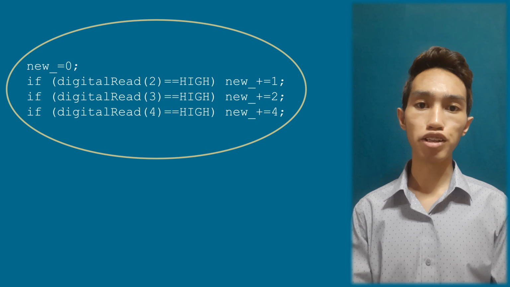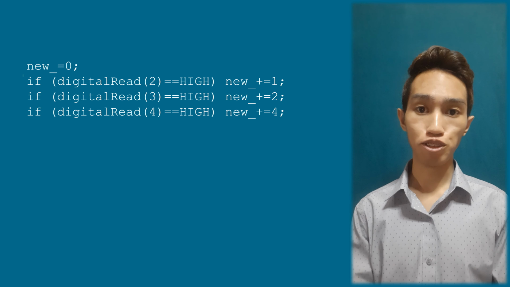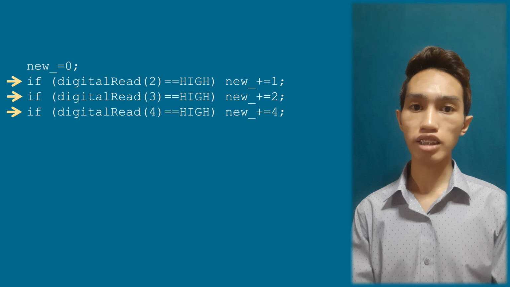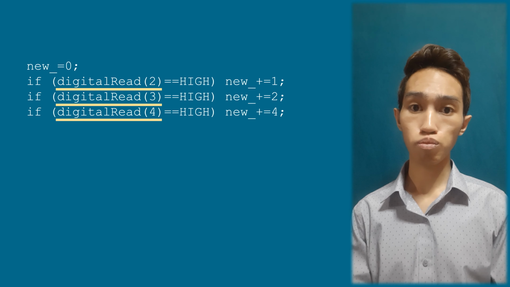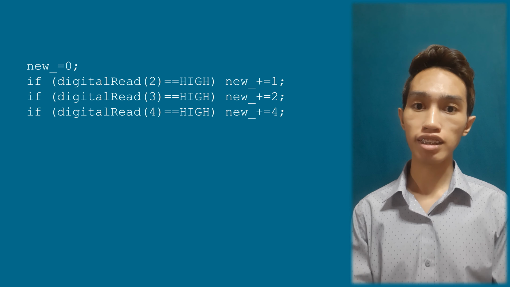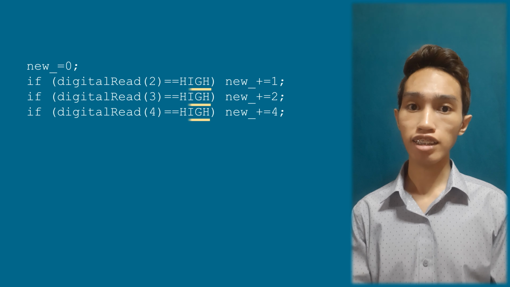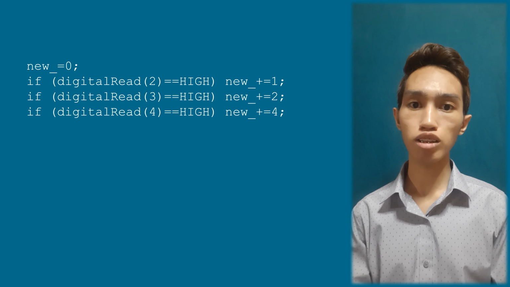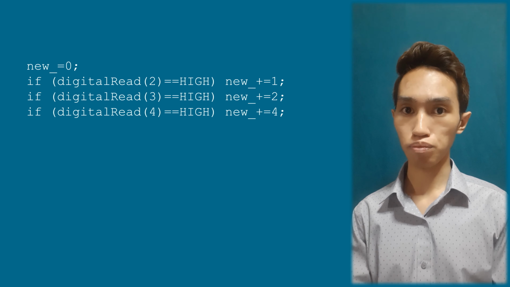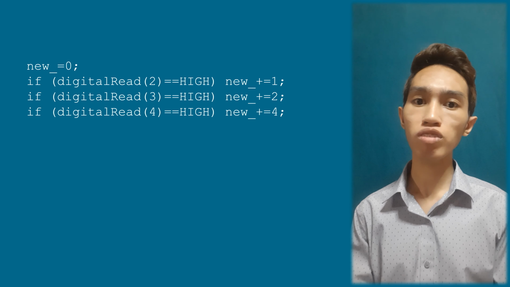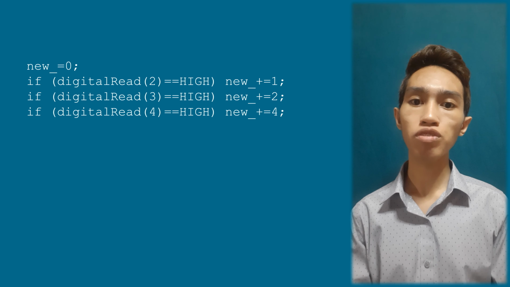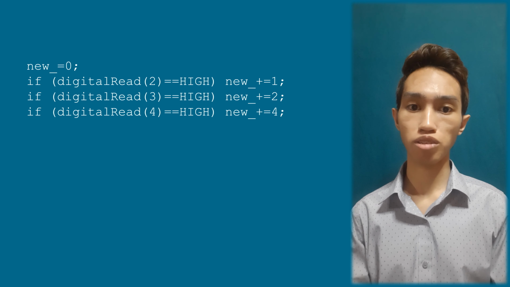This is the first part of the loop function. The new_ variable was first initialized as 0. The if statements read each pin, and the corresponding power of 2 was added to the new_ variable if that pin has a high value. It is as if the 3 inputs were a binary number converted to decimal, with the least significant bit in pin 2 and the most significant bit in pin 4. The new_ variable can be referred to as the new input sequence.